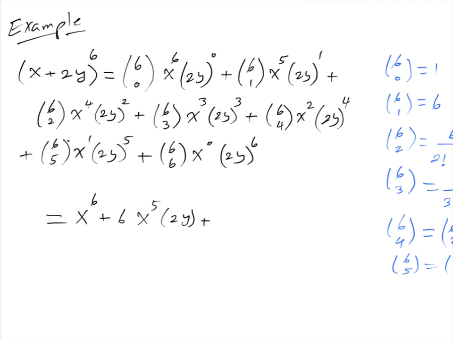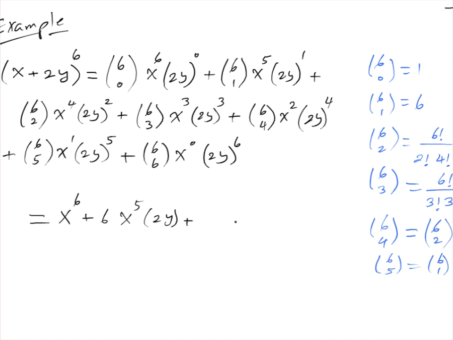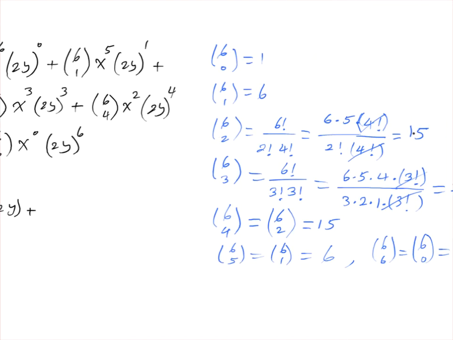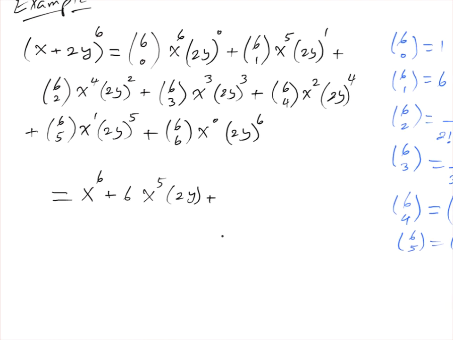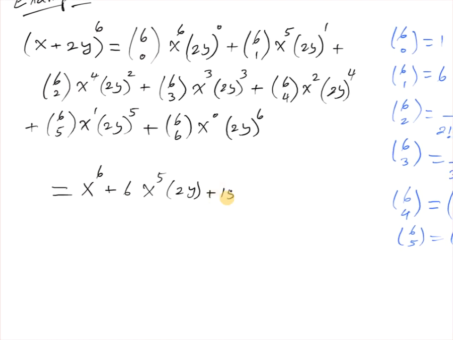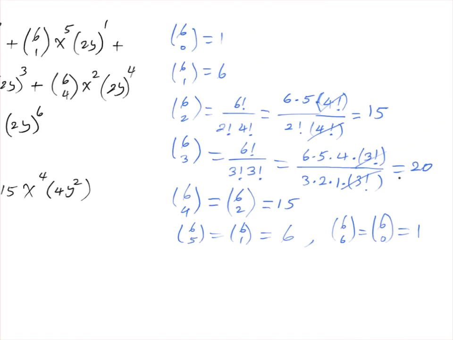And that is plus the next one, 6 choose 2. 6 choose 2 is 15. So that's equal to 15 multiplied by x to the 4th. So we are here. Times 2y to the 2nd power. That would be 4y squared. And the next one is plus 6 choose 3. 6 choose 3 is 20.